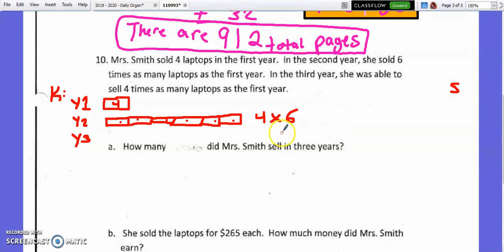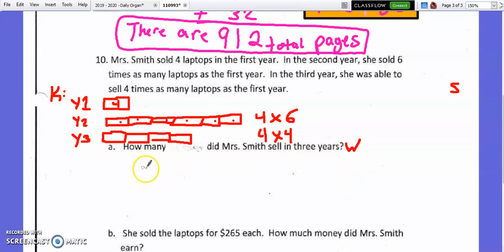That's my number sentence. In year 3, she sold 4 times as many. So once again, I'm going to draw my base bar, which would have a 4 in it. In this case, it's 4 groups of 4 because she sold 4 times as many in the first year. And the number sentence for year 3 then is 4 times 4. I haven't pointed out the W yet because technically there's 2. Let's take it piece by piece.